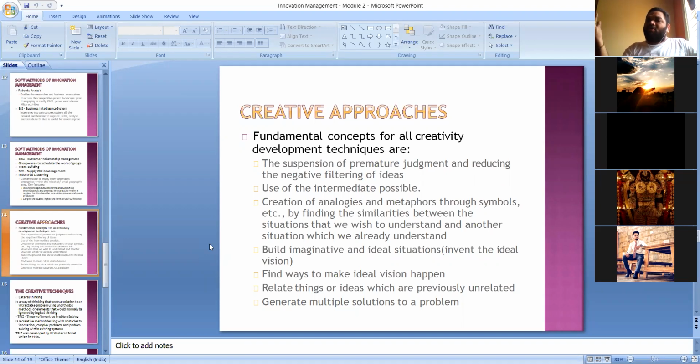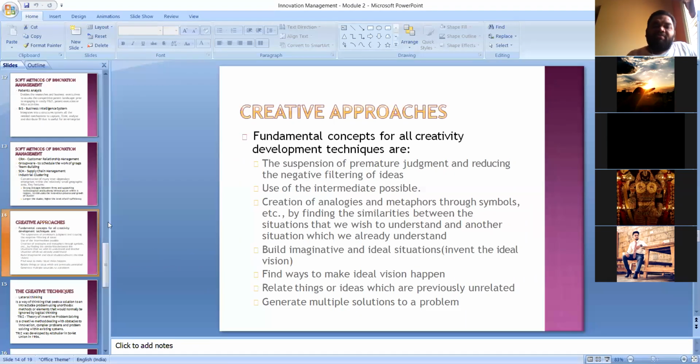The problem is this, so let us have some different solutions for this. That is what we can say: generate multiple solutions to a problem. These are creative approaches, basic concepts for all the creative development techniques.